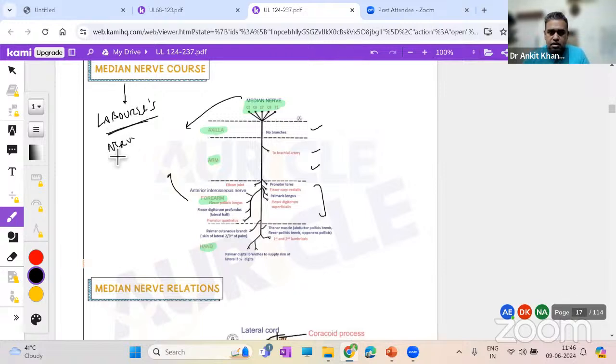Do remember this. Then as it reaches the hand region, it supplies some 3-4 muscles over here: 2-3 thenar muscles, that is, of the thumb, and a couple of lumbricals, that's it. So in the hand, it is not supplying the majority of muscles, but in the front of the forearm, it is supplying the majority of muscles.